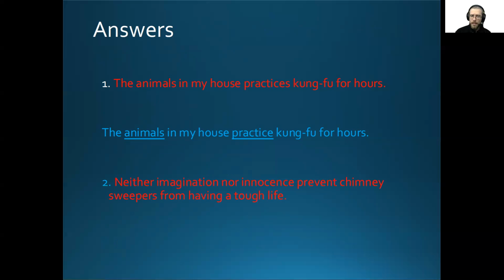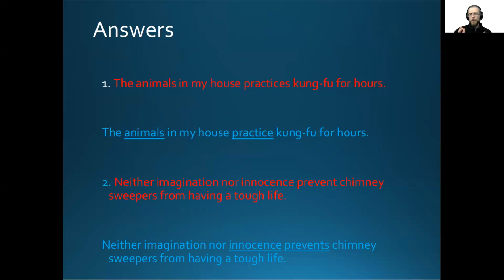Neither imagination nor innocence prevent chimney sweepers from having a tough life. The corrected version of that sentence would be, neither imagination nor innocence prevents chimney sweepers from having a tough life. The reason for that is that innocence is the closest noun to the verb, and we have a sentence with nor. That special rule for or and nor applies here. The verb is conjugated based on the noun that's closest to the verb. So, innocence is the noun that is closest to the verb being conjugated.